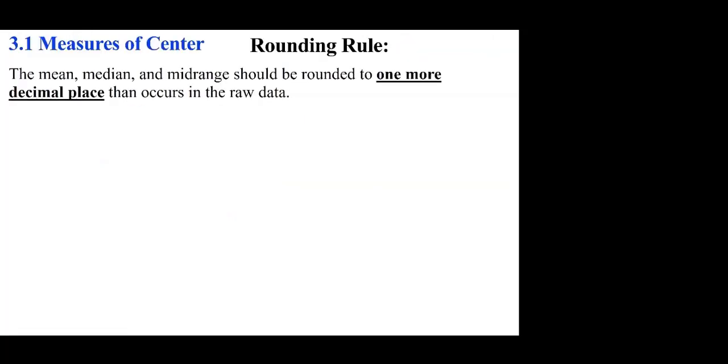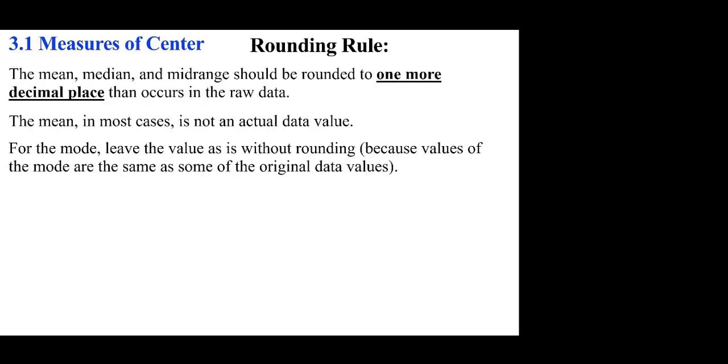Well, this is the question that was just asked. Rounding rule: the mean, median, and mid-range should be rounded to 1 more decimal place than occurs in the raw data. I want you to see something, and that is, this is the way many texts do it. Some texts may not follow that, but whenever you do your homework and exam questions, you're going to stick with the rules they have to get credit. The mean in most cases is not an actual data value. For the mode, leave the value as it is without rounding, because values of the mode are the same as some of the original data values.